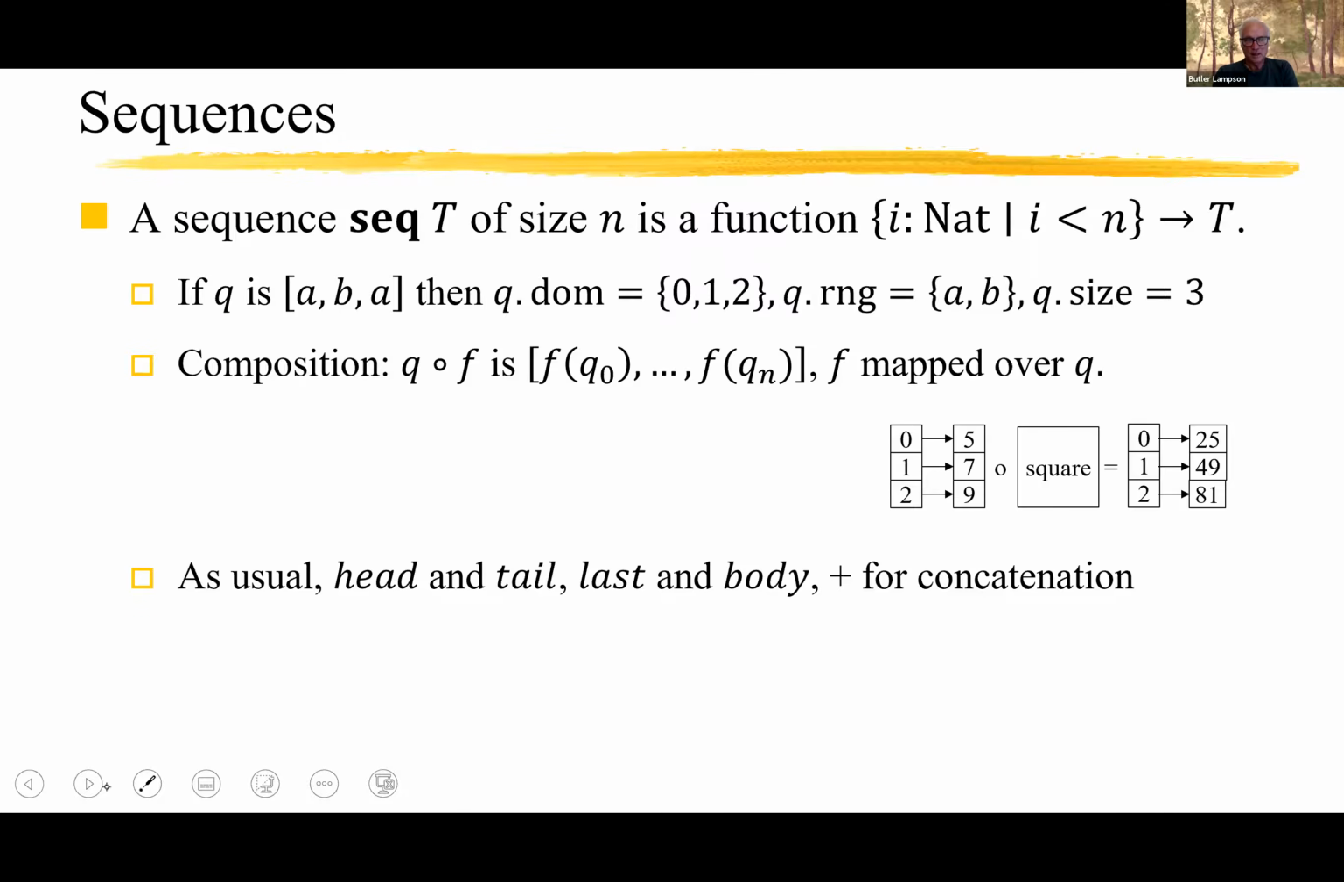What's going to be somewhat less familiar to you is this notion of composition. Because a sequence is a function, you can compose it with some other function. So Q composed with F is going to be F of Q0, F of Q1, up to F of Qn. You probably know this under the name of mapping F over Q. The little picture shows you what's going on in terms of composition. And as usual, you have head and tail and last and body and plus for concatenation. Nothing new there.